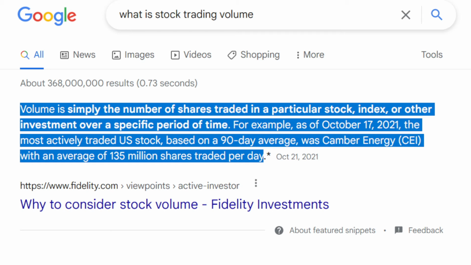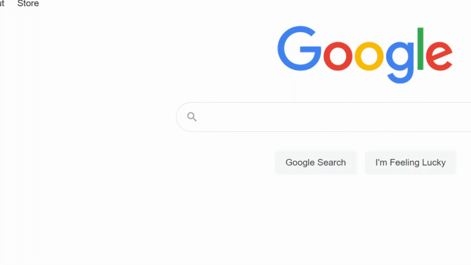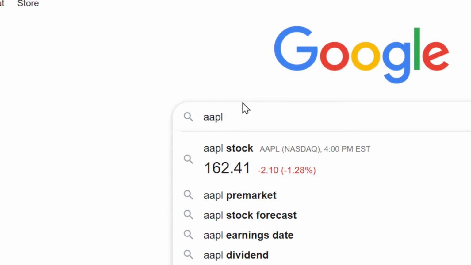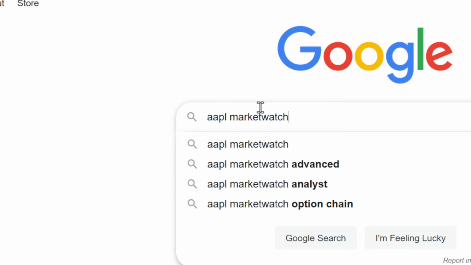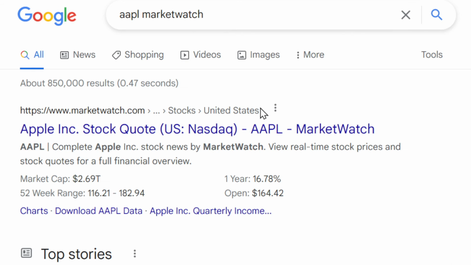Let's take a look at something real. For instance, let's do Apple, which I happen to know the symbol. There it is, Apple stock, and a place to view it. There's many ways to do that. For example, I could even click on here. I like MarketWatch, so let's go there. Apple stock, there it is, MarketWatch.